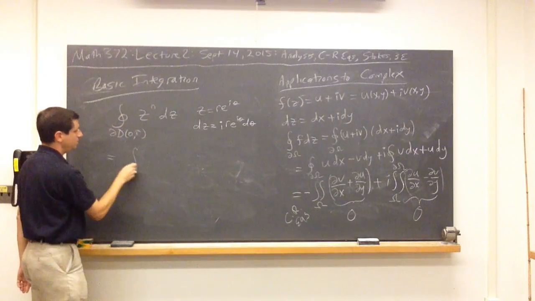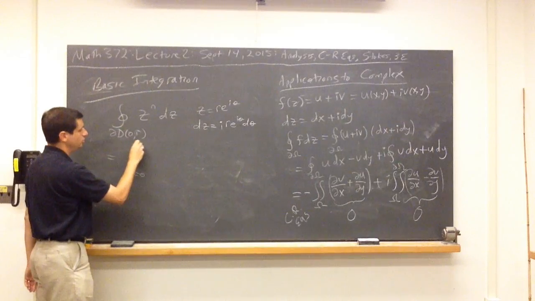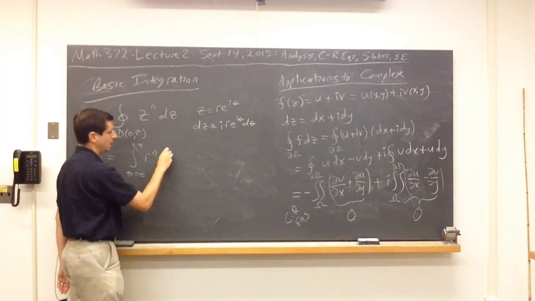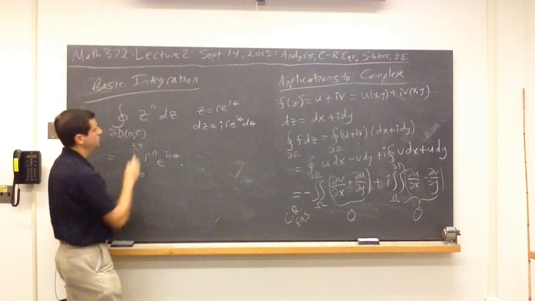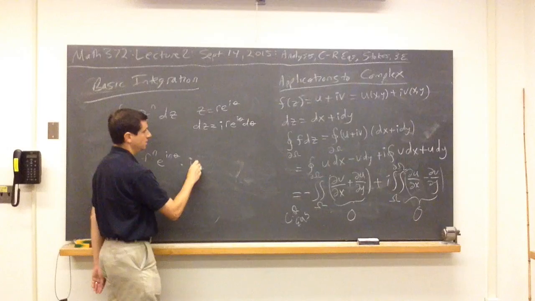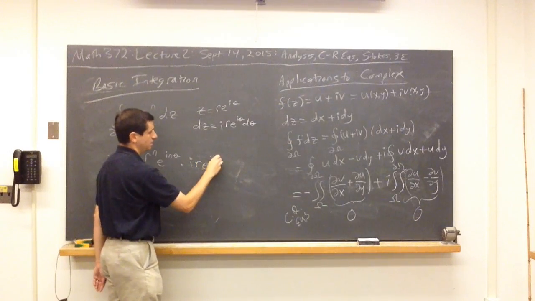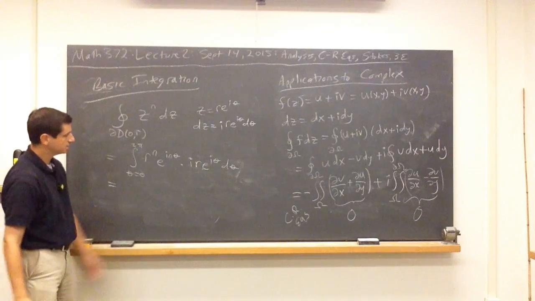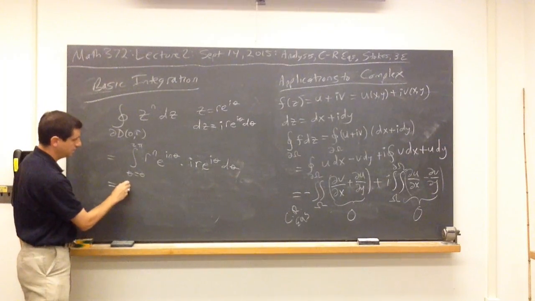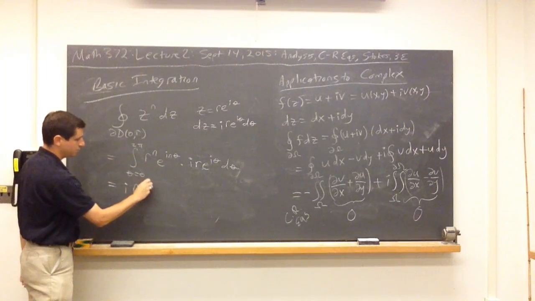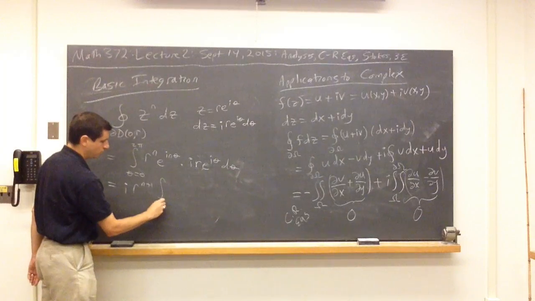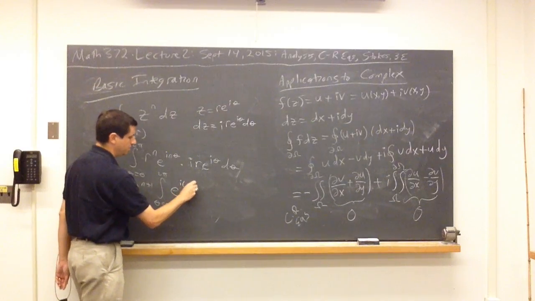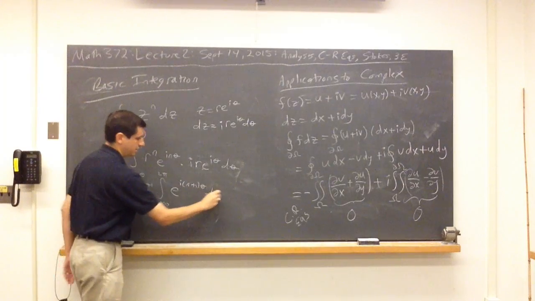And so my integral becomes the integral, theta goes from 0 to 2 pi, of z to the n, which becomes r to the n e to the i n theta, times dz, which is i r e to the i theta d theta. Well, we now collect terms. I can pull out an r to the n plus 1, and I have the integral, theta goes from 0 to 2 pi, of e to the i (n plus 1) theta d theta.